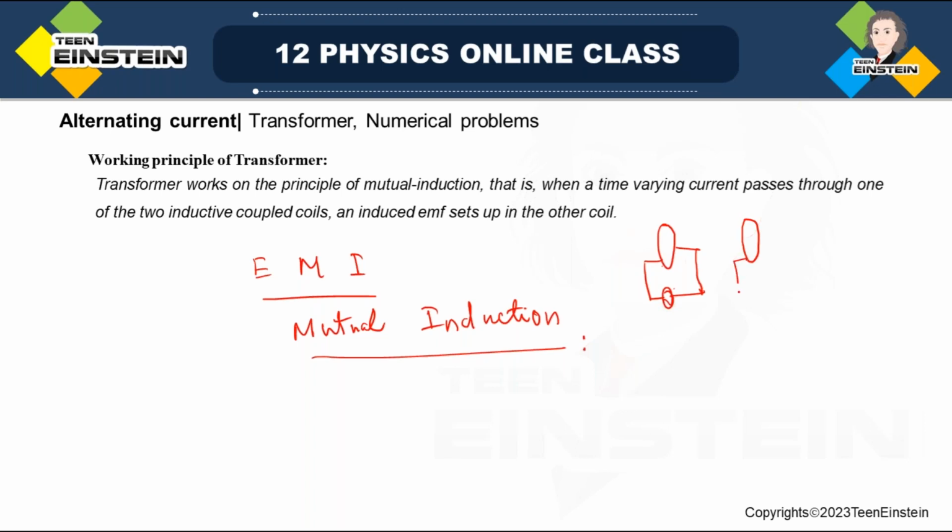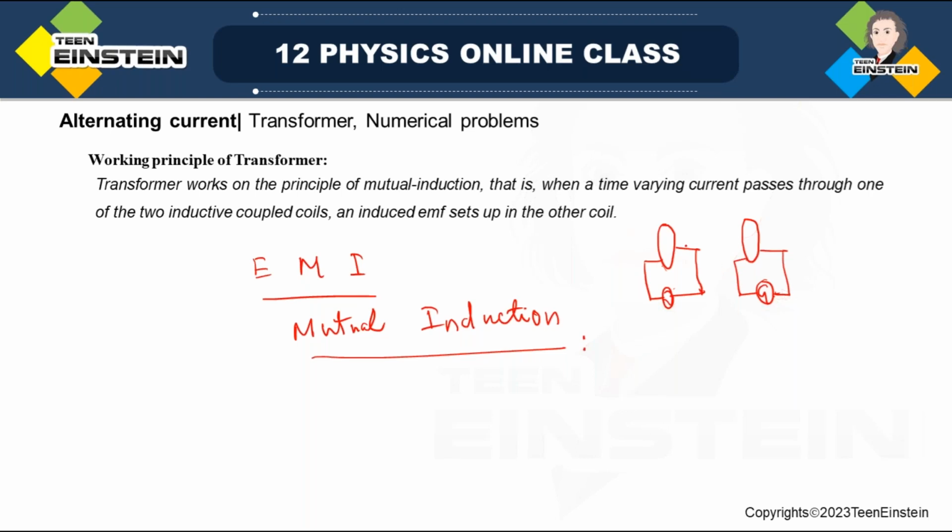Okay. With this, simply a galvanometer is connected, just to detect the current. We have already discussed this. So when the current is changing in this coil, there will be an induced current here. You will see deflection in the galvanometer.